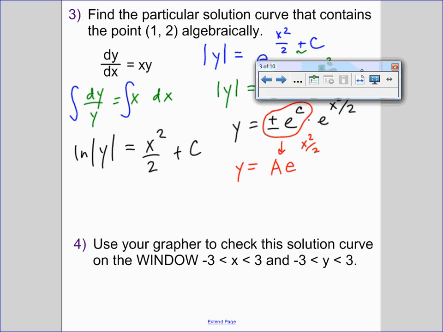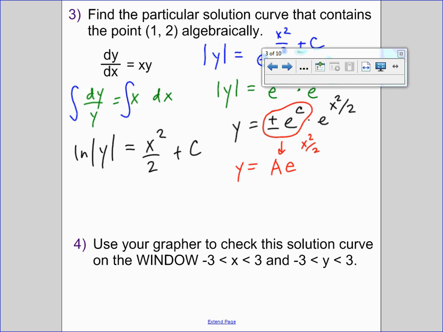So I'm going to utilize the initial condition when x is 1, y is 2, and rewrite. So we'll go ahead and say 2 equals a e to the 1 squared over 2. So e to the 1 squared over 2 is e to the 1/2. So it looks like a equals 2 over e to the 1/2. And recall that e to the 1/2 is the same as the square root of e. So depending upon how you'd like to write this, solving for a by division, I get 2 over e to the 1/2, which is the same as 2 over root e. Does that work?